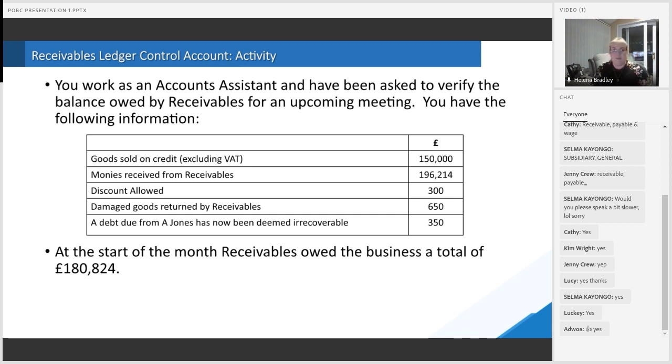I've obviously sold some damaged goods, or my customers clearly aren't going to pay me for those, guys. So I need to reduce my receivables ledger control account by crediting it. And finally, I'm told that a debt which is due from A. Jones has been deemed irrecoverable. So I'm clearly not going to recover those funds. So I need to reduce my receivables ledger control account by that £350, and I'll do that by crediting the account.